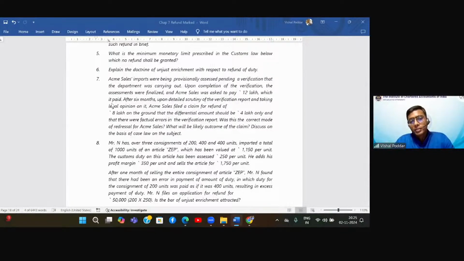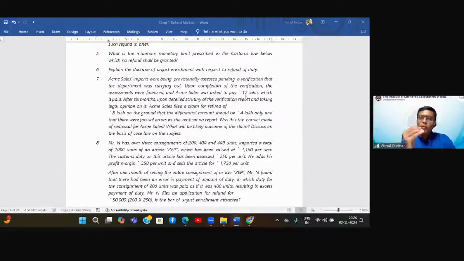So after final assessment, your duty liability was increased and you paid that duty liability. After 6 months, upon further detailed scrutiny of the verification report and taking legal opinion on it, Acme Sales filed a claim for refund of 8 lakhs. So this 12 lakhs which they had asked further, you challenged that, you went in for further verification, further testing, and on the basis of testing, you found out that the 12 lakhs demanded extra at the time of final assessment is not correct.